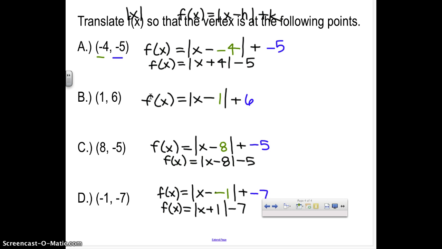Now we can also go back and think about this. This means we've moved the graph left 4 and down 5. Right 1 and up 6. And when we do that, we are moving the vertex to those ordered pairs. And that's how the translation wraps up into this equation of moving the vertex. Okay? That's what we're going to be practicing.